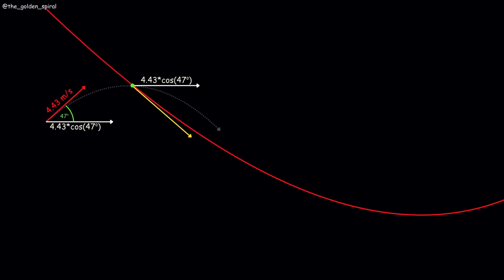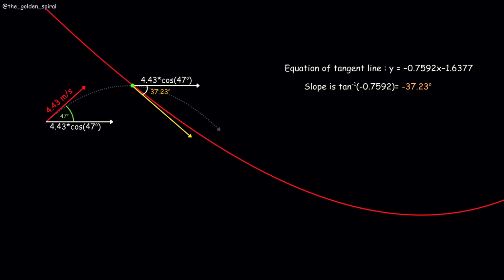And to find the component along the tangent to the curve, we can find the inclination of the tangent at this point by differentiating our curve with respect to x, which comes out to be 37 degrees. So its component along the tangent is 4.43 times cos 47 degrees times cos 37 degrees, which is 2.4 meters per second. Now, let's come to its free body diagram. Consider this point on this curve. It has a downward force due to gravity, which is mg, and a normal force due to this wire. And because this motion is on a curved path, there will be a component of centrifugal force, which is mv squared over r.